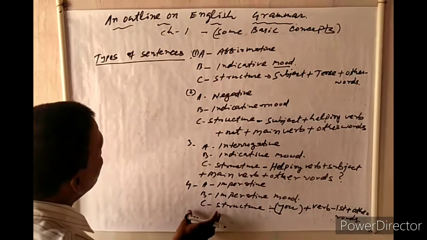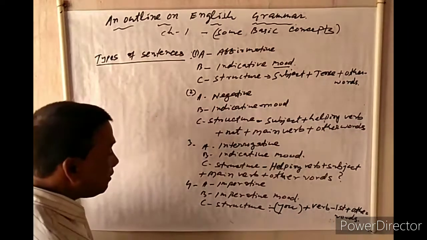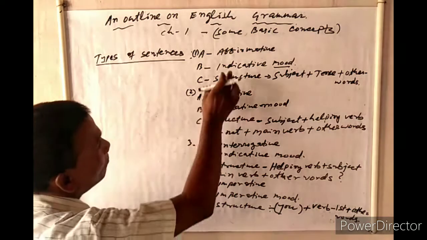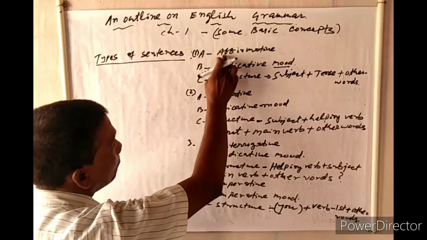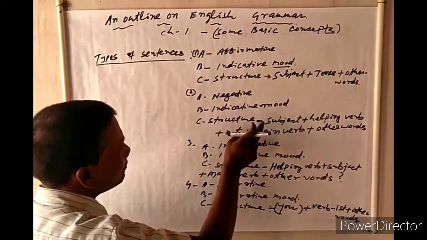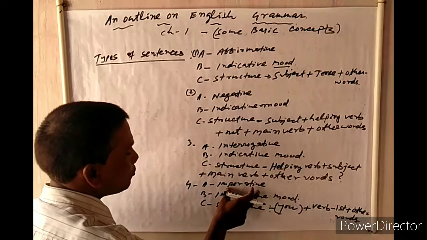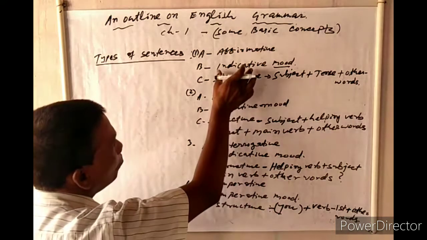There's shortage of space, so I'm erasing it. Okay, very clear. First we made mention of meaning wise it was affirmative, meaning wise it was negative, meaning wise it was indicative, meaning wise it was interrogative, meaning wise it was imperative. Second, it was mood wise.